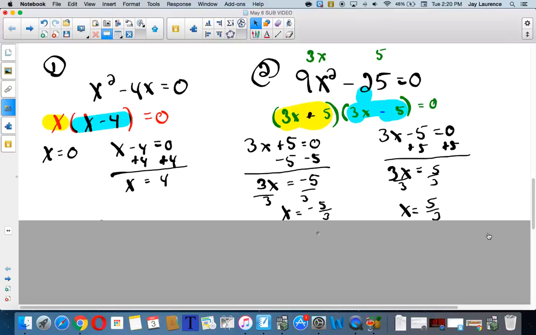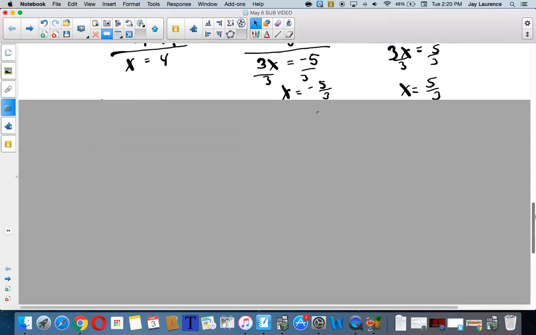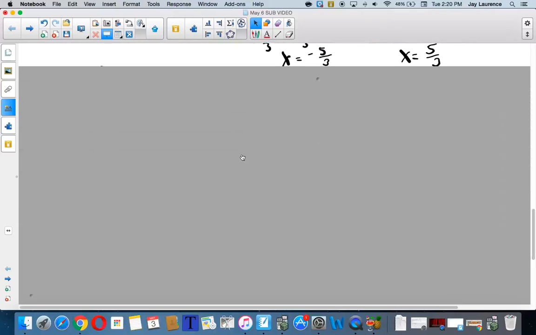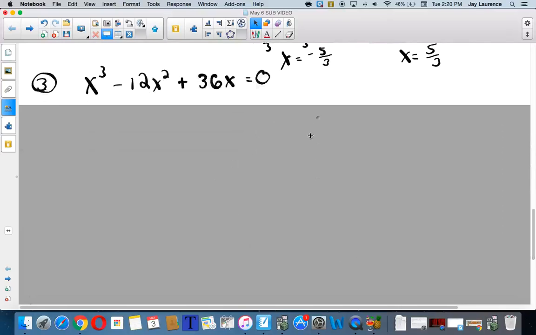Quadratic formula is one way to solve quadratics. Solving by factoring works if the discriminant were to be a perfect square.